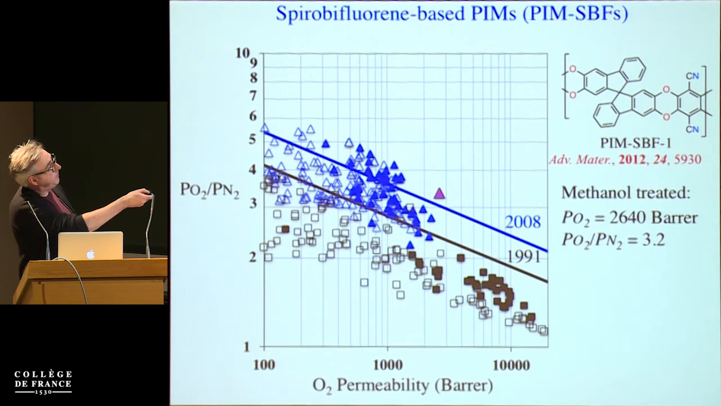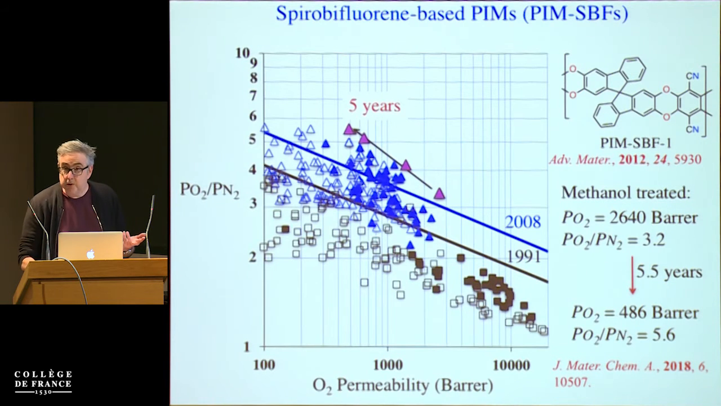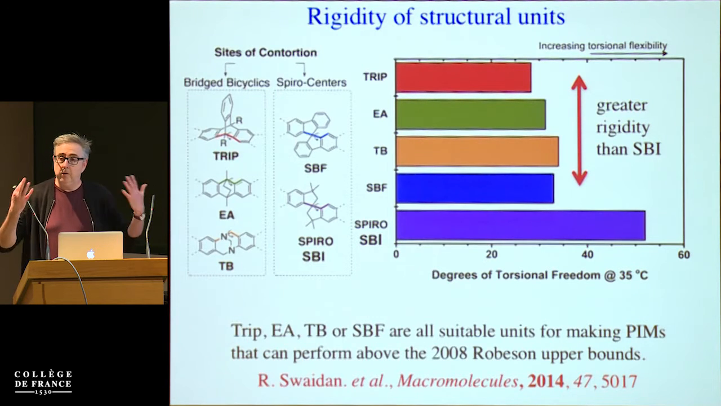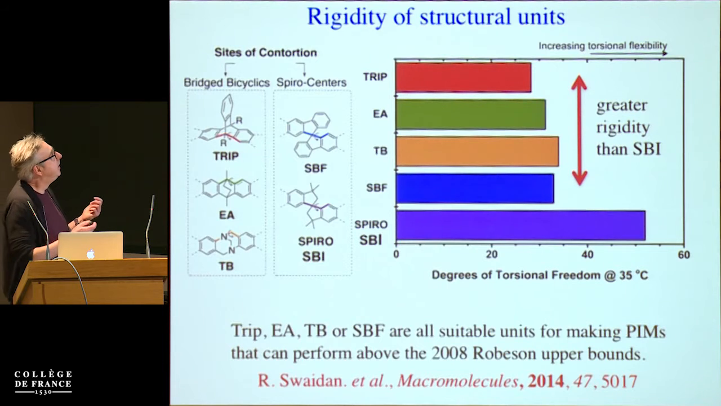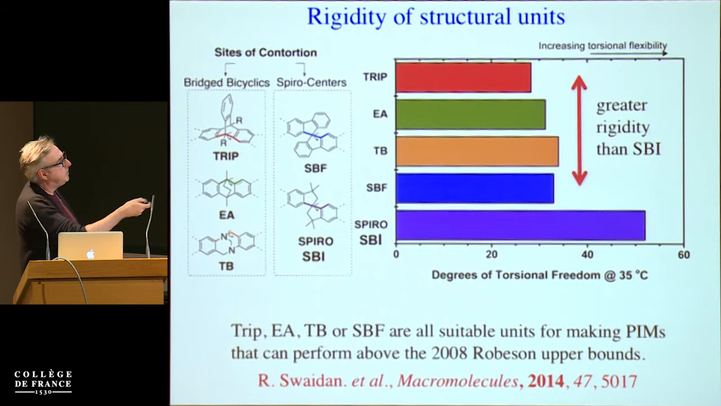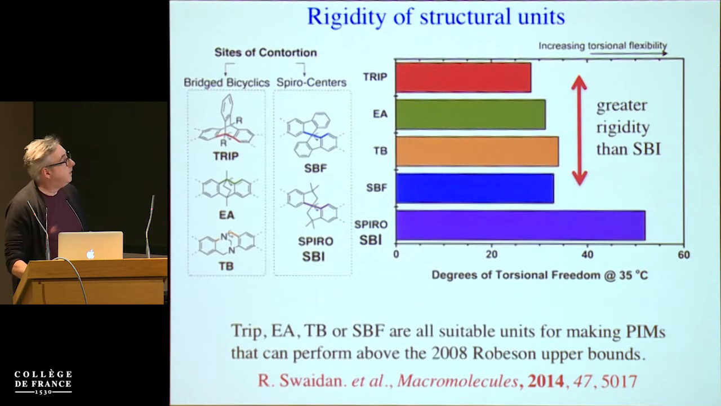If I plot this, it's very nicely permeable. And if I plot the aged data, you can see that over 5 years, it's getting up to a point which is better than that at most for aged PIM1. So it's up to about 5.5 selectivity, and it's actually slightly more selective over that time. So that's a good design principle, trying to get things as rigid as possible. And other groups have also come to the conclusion that ethanoanthracene, triptycene, spirobifluorenes, these are all very good, much better than the original spirobisindane. And also this Tröger's base bridged bicyclic unit is also extremely good, highly rigid.